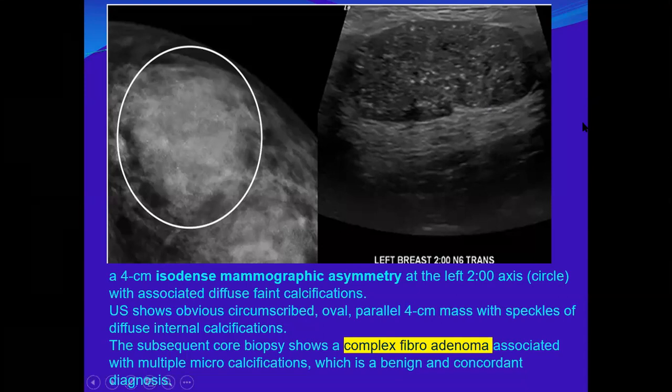All are characters going with probably benign, except for this studied microcalcification and tiny cystic changes, raising the speckles of microcalcifications and cystic changes, raising complex fibroadenoma. And then, even if this is complex fibroadenoma, it has to be biopsied. Okay, and the diagnosis was concordant.